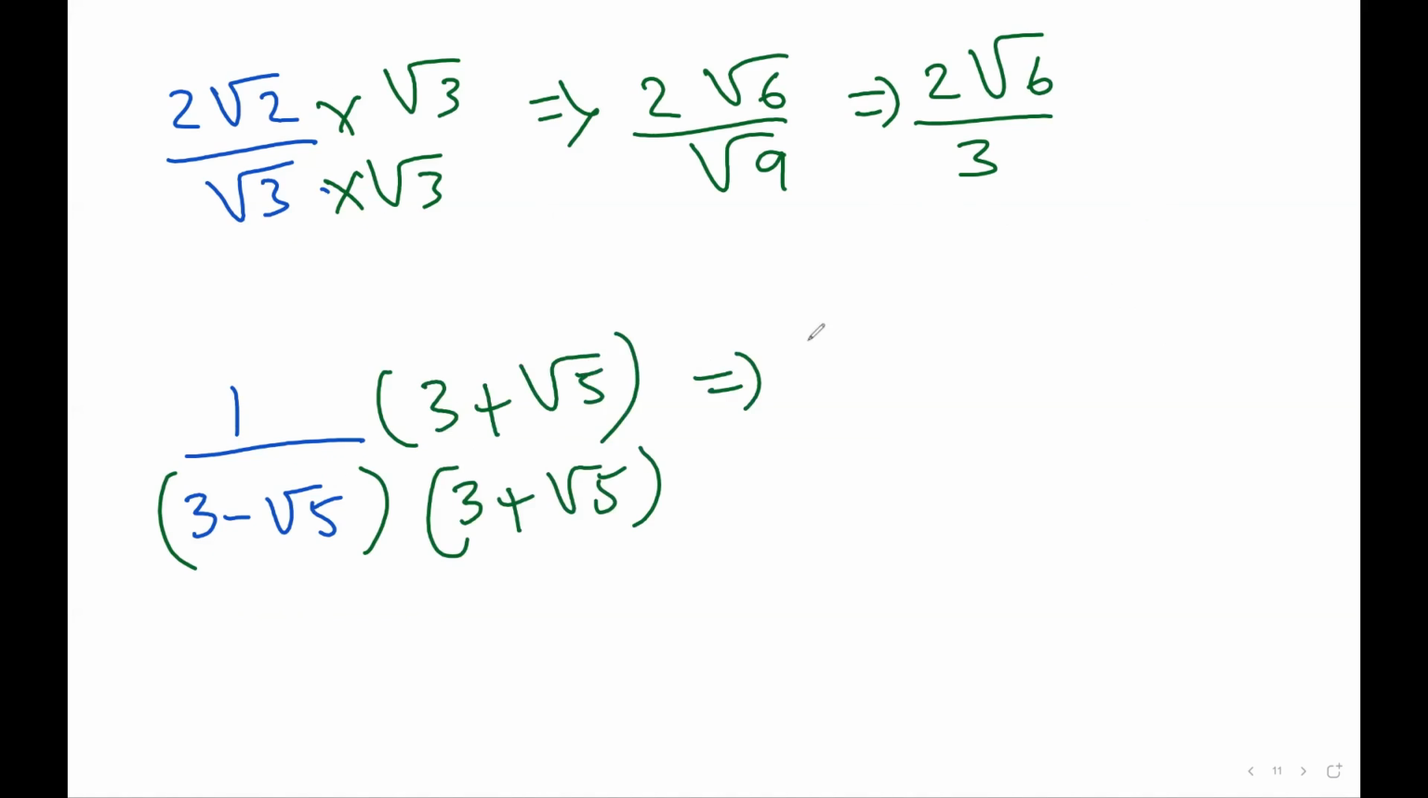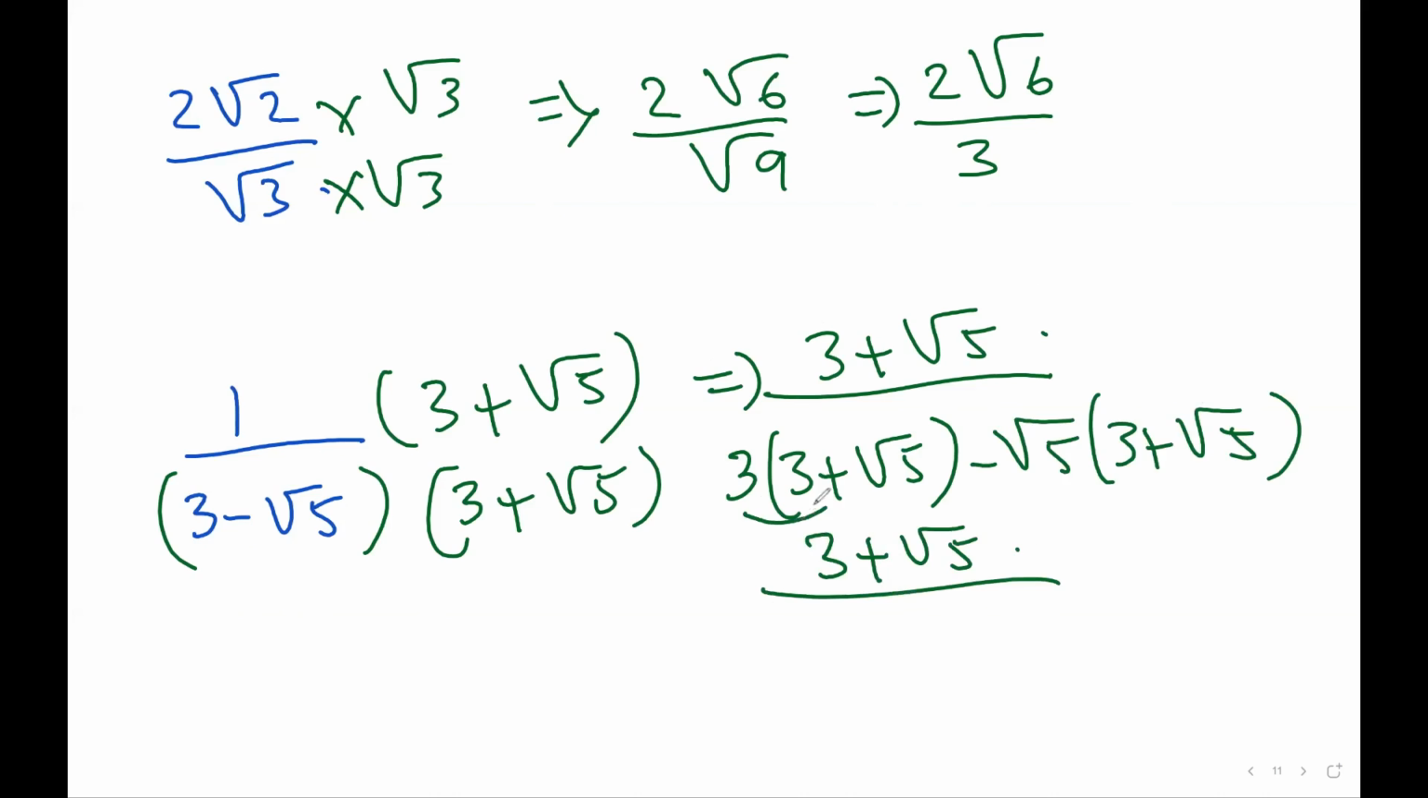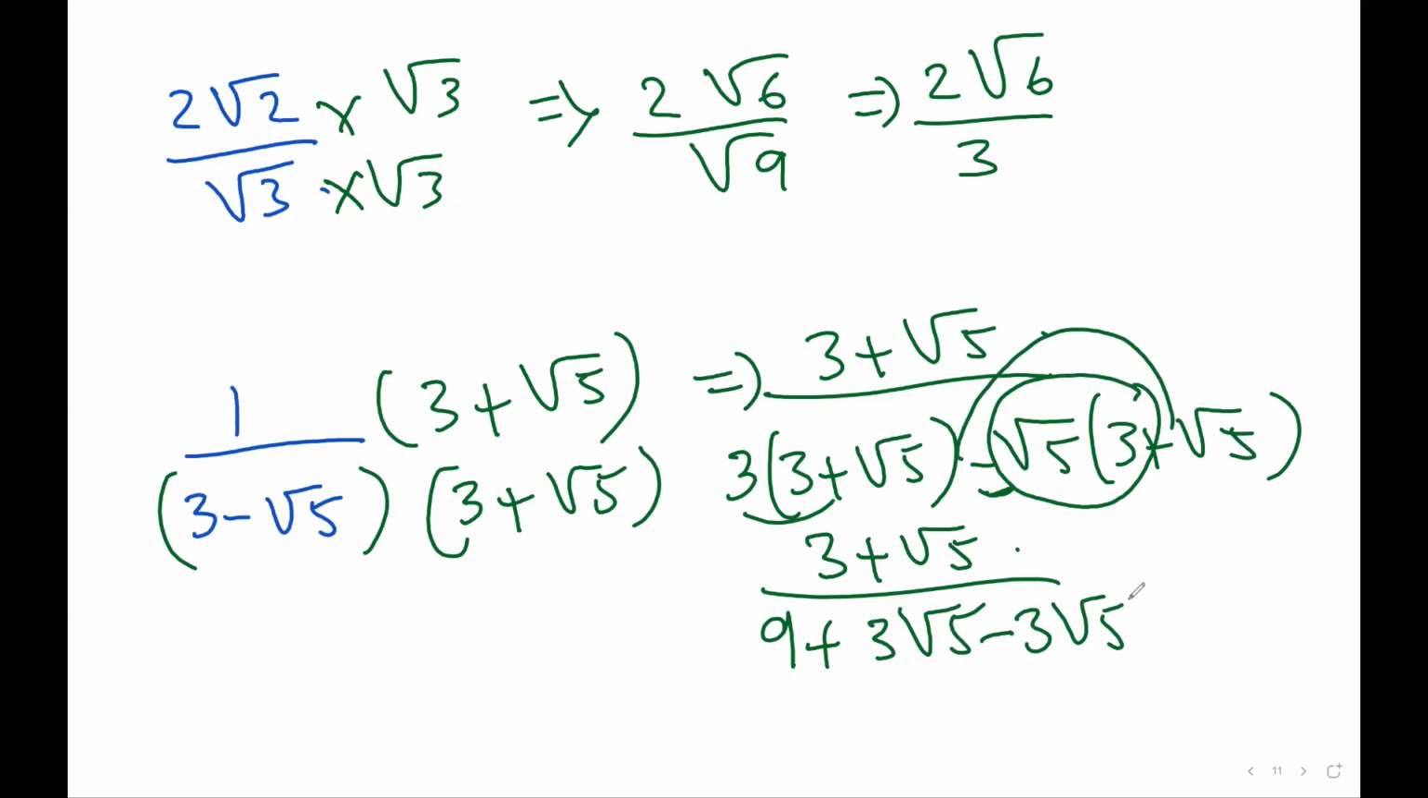Correct. So what will be this? This will be 3 plus root 5. Here this 3 will be multiplied with this 3 plus root 5. Here negative root 5 is multiplied with 3 plus root 5. So you need to be very careful about the signs over here. 3 3s are 9, 3 root 5. Here minus it is. So write minus 3 root 5. Minus plus is what? It is minus. Be very careful about the signs or else you will go wrong.